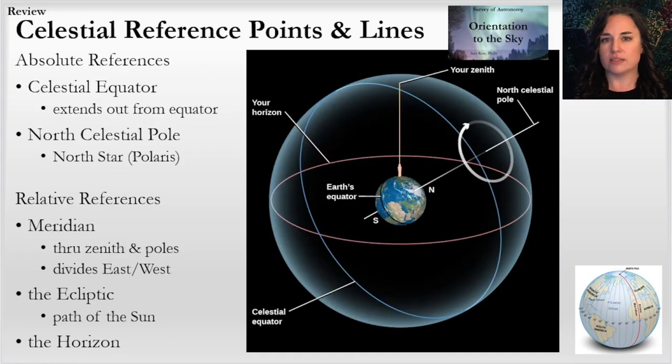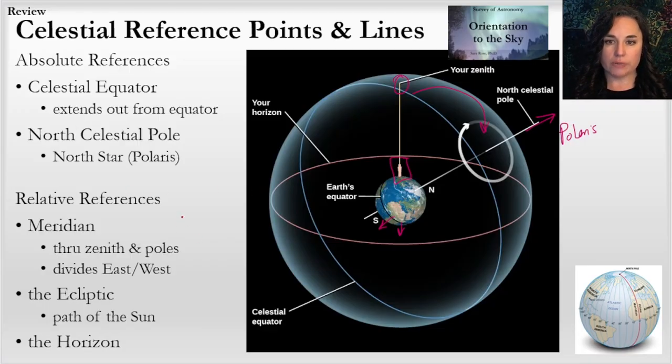We also talked about celestial reference points and lines. I talked about the zenith. The zenith, notice, is different than the celestial North Pole. The celestial North Pole always points to Polaris, and there is a star there, whereas the zenith depends on where the person is on the planet. If you're someplace else on the planet, your zenith is not going to be pointing towards the celestial North Pole. So keep that in mind.